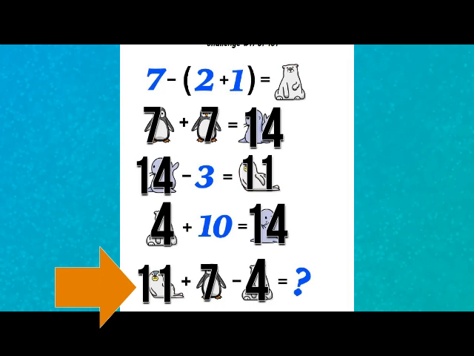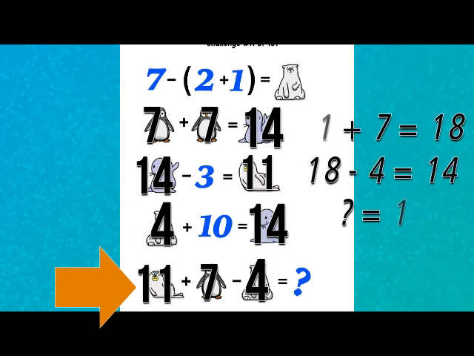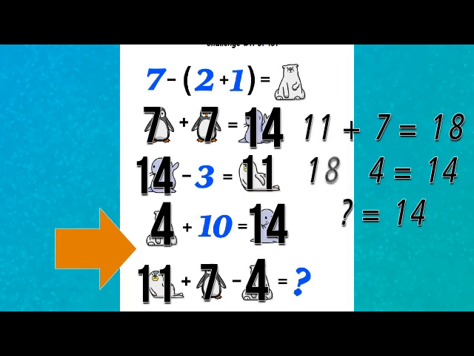Again, going back to that order of operations, I know that addition comes before subtraction. So I'm going to add 11 plus 7, which equals 18. And then I have 18 minus 4, so my question mark equals 14.